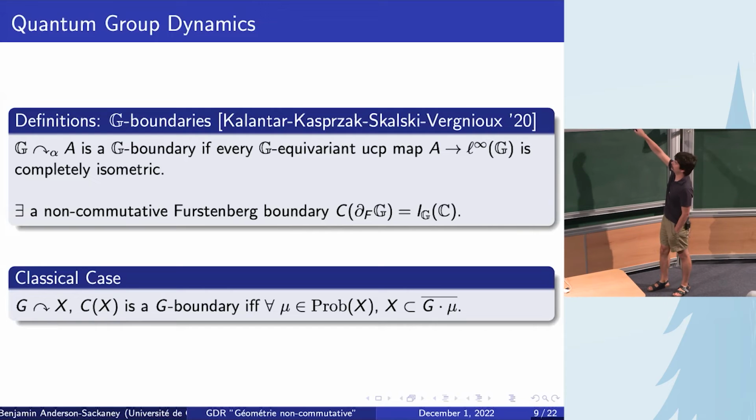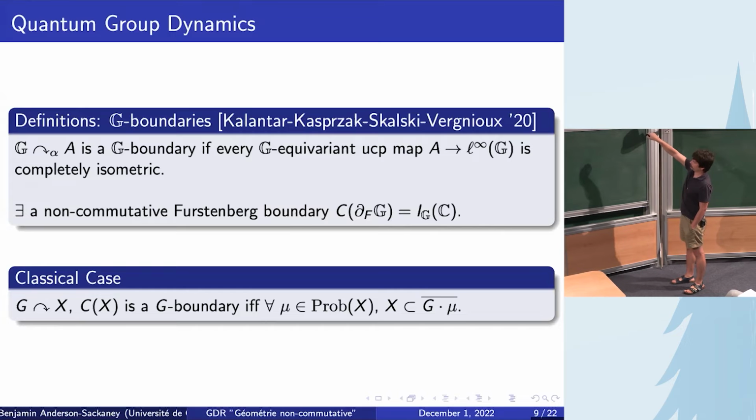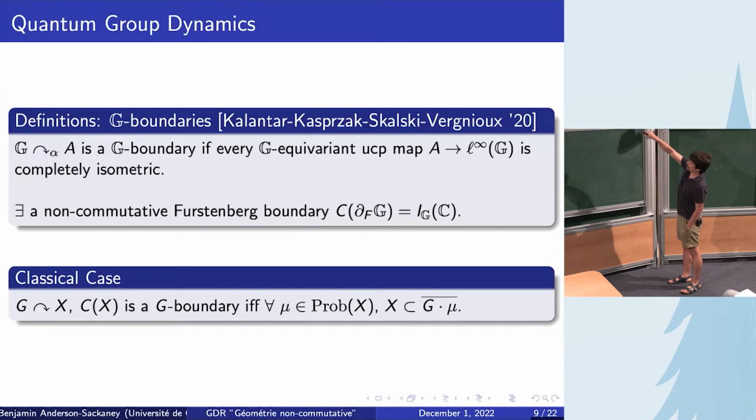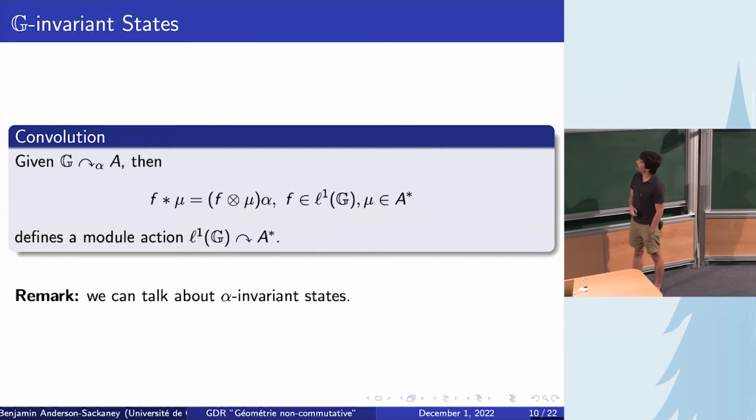So that's the idea of a boundary. And the way you encode this for discrete quantum groups is through this condition. It's not exactly apparent from how I'm presenting this, but this is equivalent to this definition. Okay.